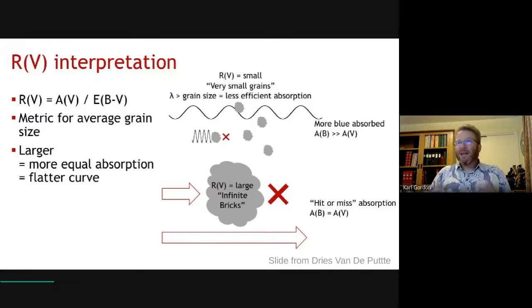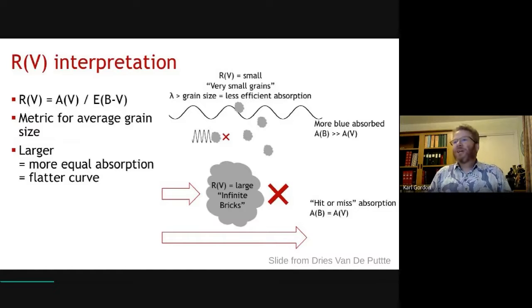Why is that? Really, if you think about it, if you have very small grains, they're going to be efficient at extinguishing the light at shorter wavelengths than at longer wavelengths. And so you can imagine in this case, more blue would be absorbed. So your extinction at B would be much larger than your extinction at V. So for whatever column, you're going to be dividing by a reasonable number, nothing too small.